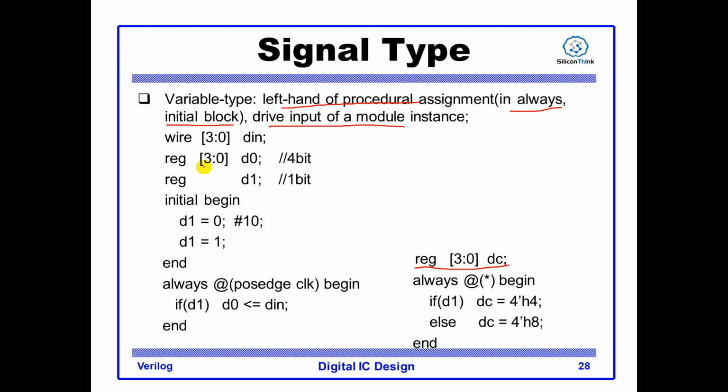reg DC, reg D0. They are all defined as reg type, but this one describes the function of a DFF, of several DFFs. But this one is not. So this is sequential logic and this is combinational logic. Also DFF is called a register.